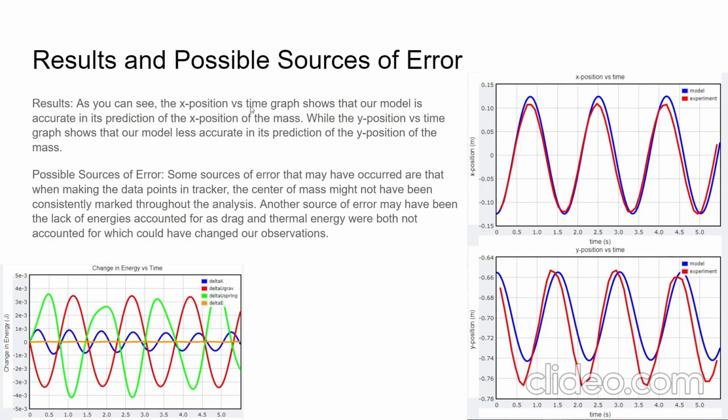For our results and possible sources of error, as you can see, the x position versus time graph shows that our model is accurate in its prediction of the x position of the mass, while the y position versus time graph shows that our model is a little bit less accurate in its prediction of the y position. Some sources of error that may have occurred are that when making the data points in Tracker, the center of mass might not have been consistently marked throughout the analysis. Another source of error may have been the lack of energies accounted for, as drag and thermal energy were both not accounted for, which could have changed our observations as well.